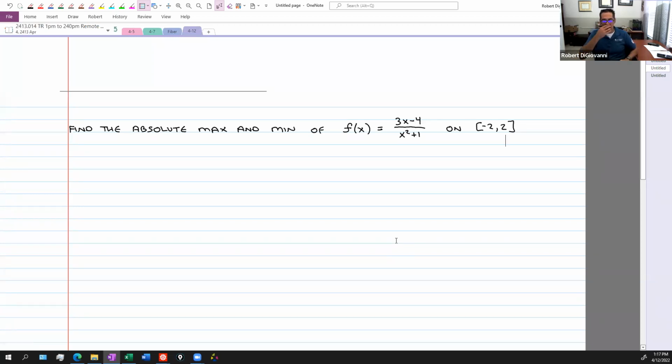Find the absolute maximum and minimum value of the function f of x equals 3x minus 4 over x squared plus 1 on the interval -2 to 2. All right, got to start with the derivative, right? So I take, you know what, let's start with the domain. What's the domain of f, dom f? Are there any numbers you cannot plug in? Be careful.